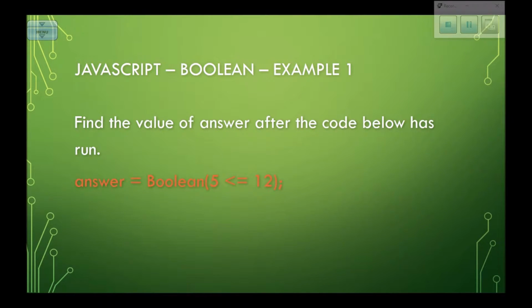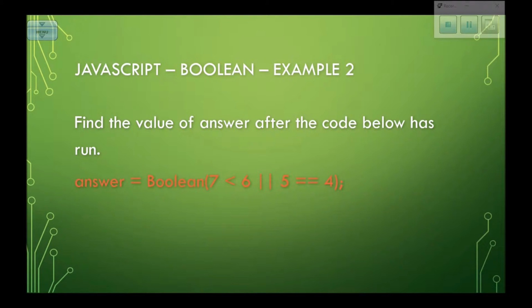Okay, let's look at a few more. Here, answer is Boolean 5 is less than or equal to 12. 5 is less than or equal to 12, so this is true. So answer is going to be true. Okay, not too bad, right? Pretty straightforward.